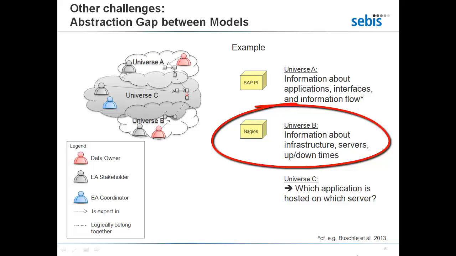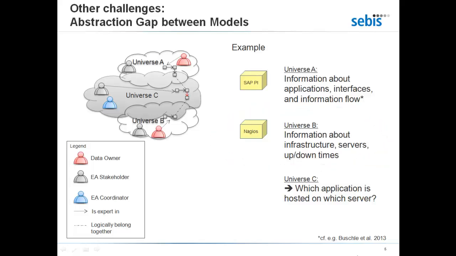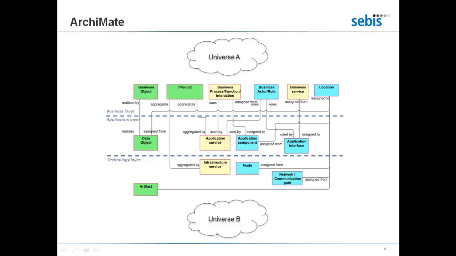The question, which application is hosted on which particular server, cannot be answered with the existing models. This leaves you with an abstraction gap in the model of Universe C. These stakeholders would highly benefit from this information. Now let us see how we may facilitate the conflict resolution in a federated model environment.